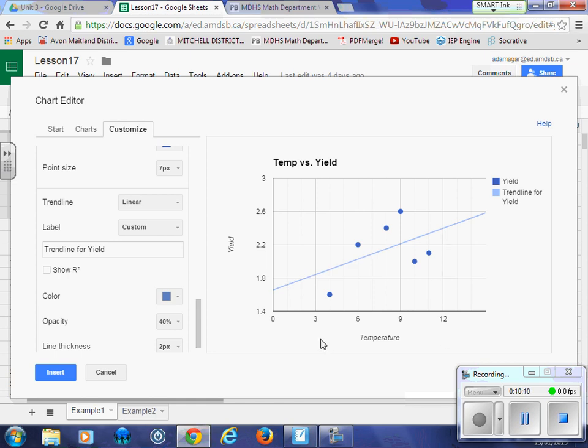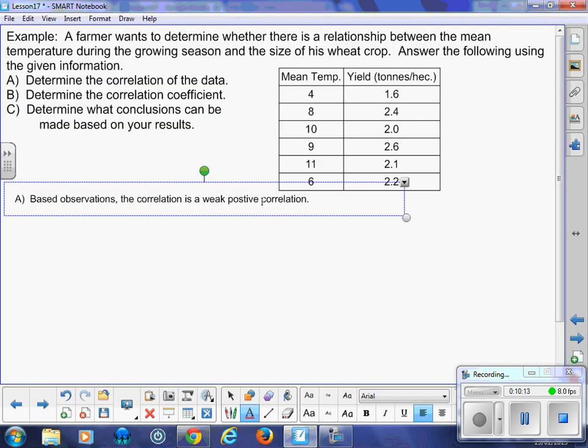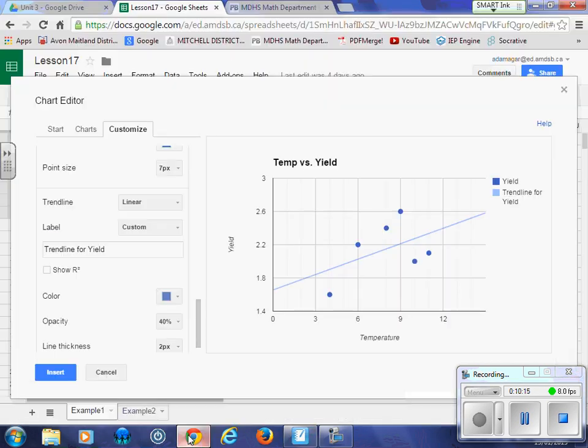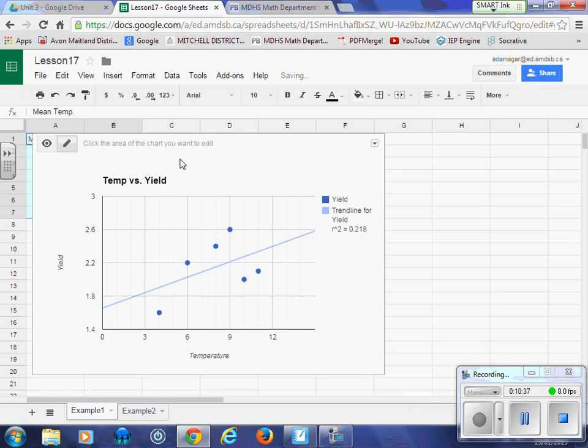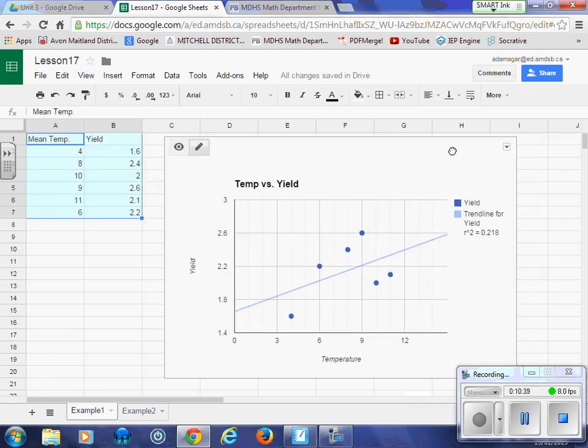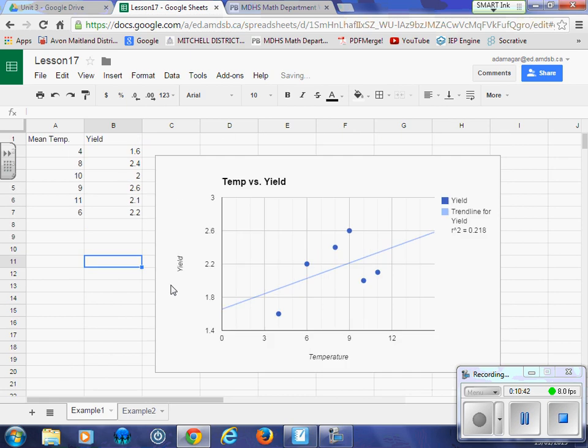Next, the question wants us to find the correlation coefficient. So we actually have to calculate that out. So it's right here. Now, you've got to be careful. It's our squared value, so we're going to have to take the square root of our value. You click that button, and here it is over here. There is our correlation factor. That's all we need. We're going to insert it, and I'm going to move it over so it's not sitting on top. And there's the information we need. It gives us our trend line, and it tells us our correlation factor.